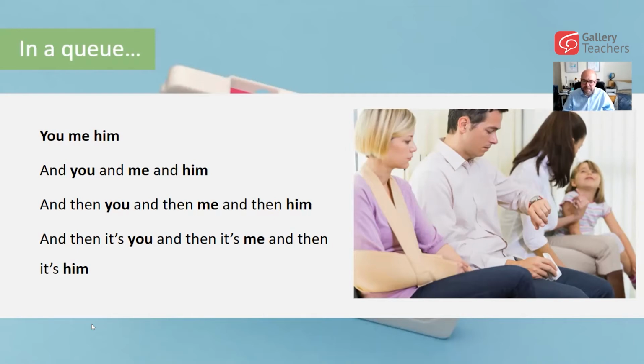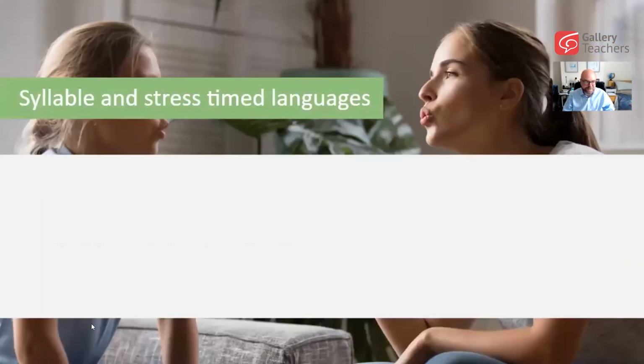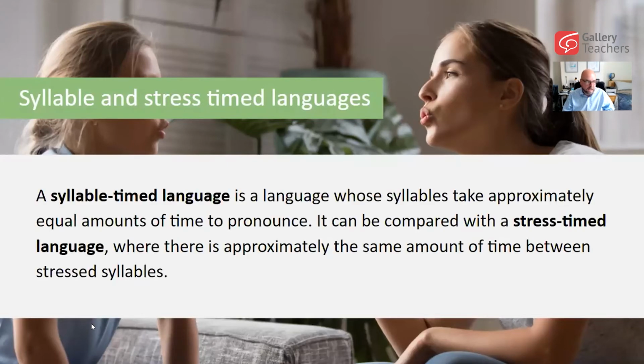So the question is, how do we do this in English? Let me show you. So the important distinction here, I think, is between syllable and stress time languages. And the definition is here on screen. So as you can see and as you can read, a syllable time language is one where the syllables take approximately equal amounts of time to pronounce.